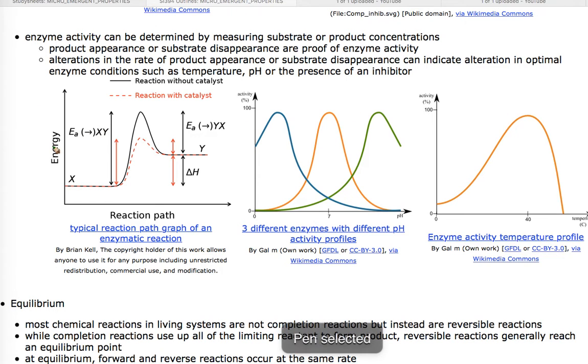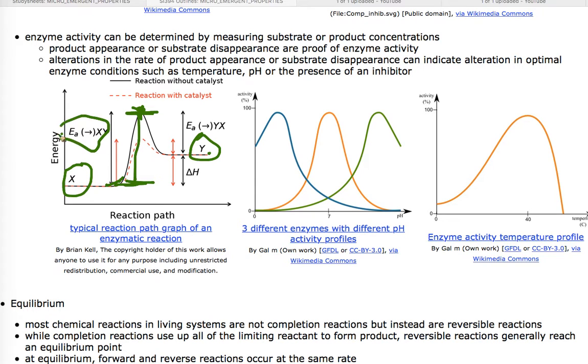And on the left here, basically what we have is an endothermic reaction. And in an endothermic reaction, the reactants X have less energy than the product Y. And normally it takes a whole lot of energy to get X up to a really high energy state, and then it can convert to Y. This is called the activation energy. This entire hump from here to here is the activation energy.